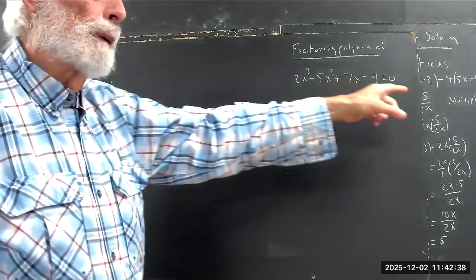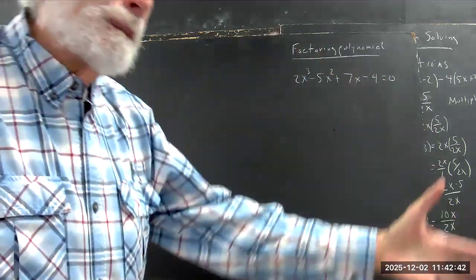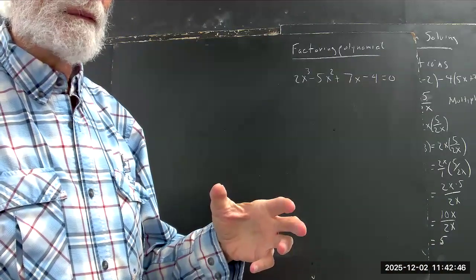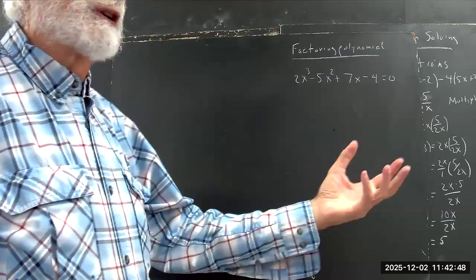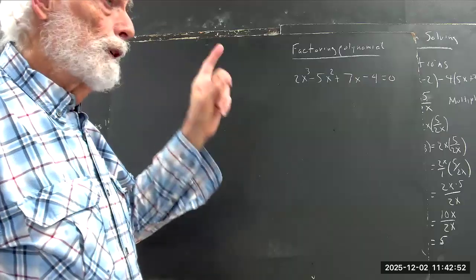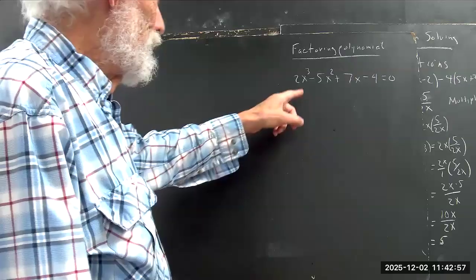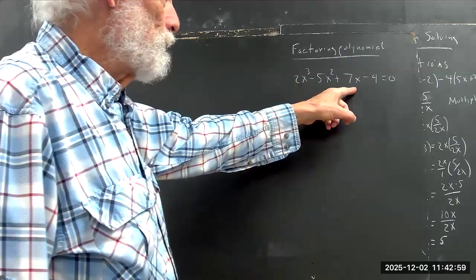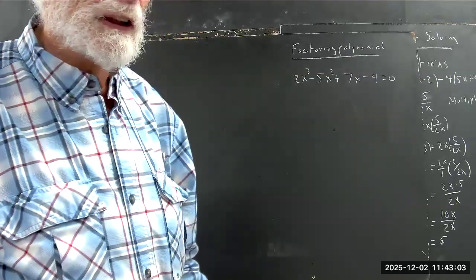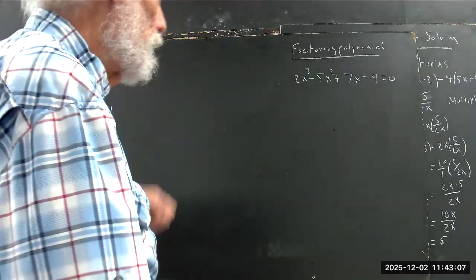What you do when you see something like this and you think you might want to factor it is think of easy values of x and plug them in and see if they give you 0. In this case, if x equals 1, that's the easiest thing you could get. You're going to get 2 and 7, which is 9. You're going to get -5 and -4, which is -9. And that's going to be 0.